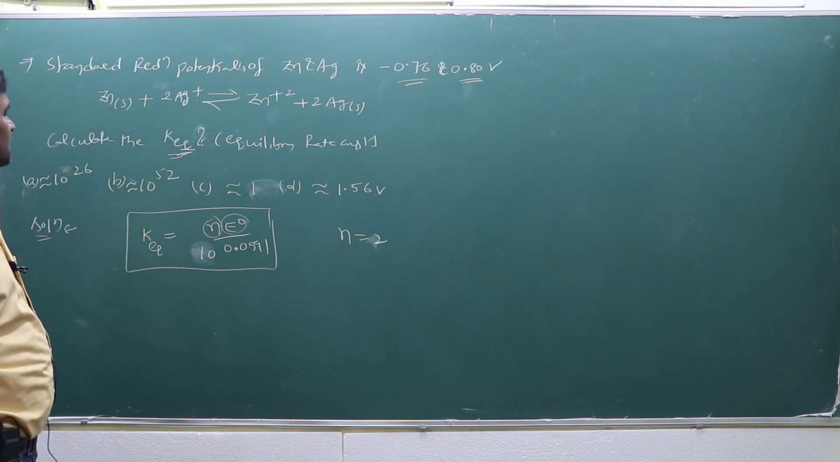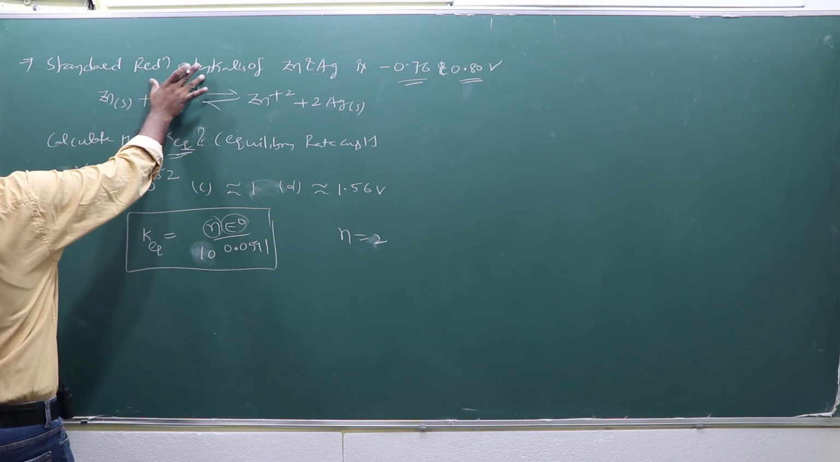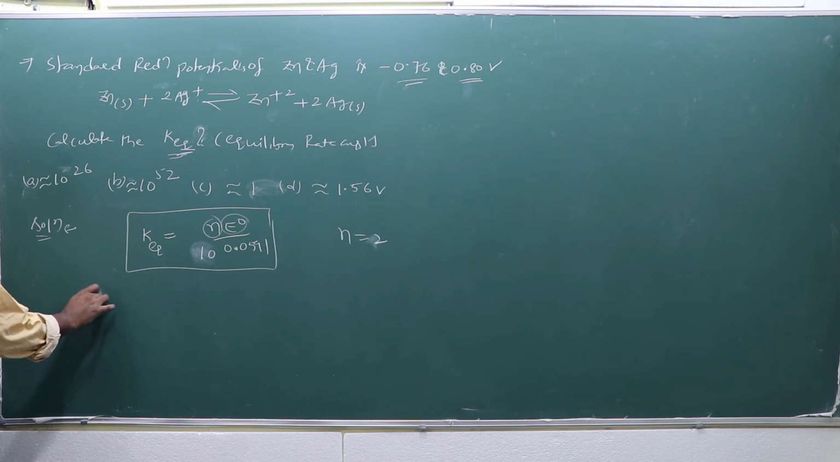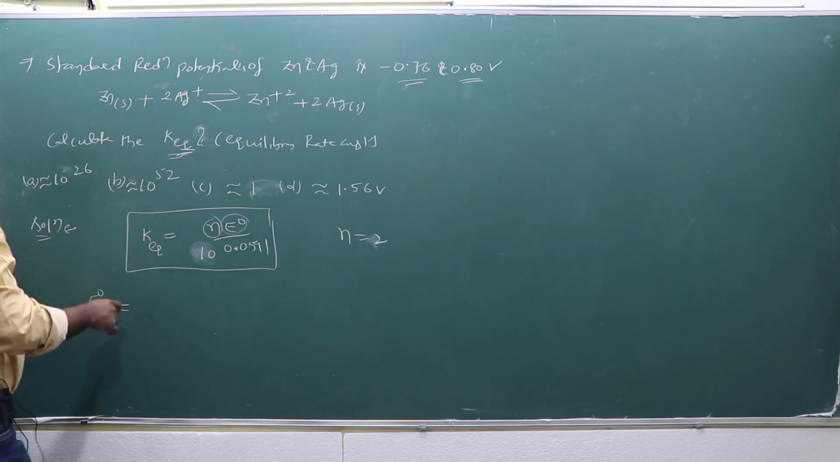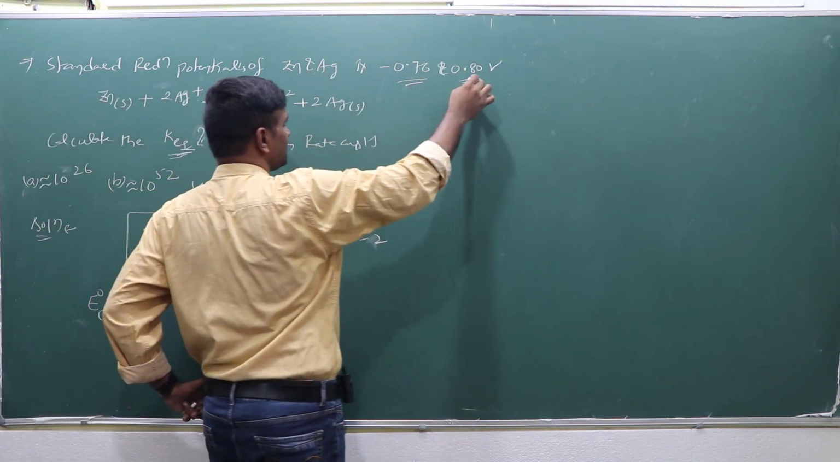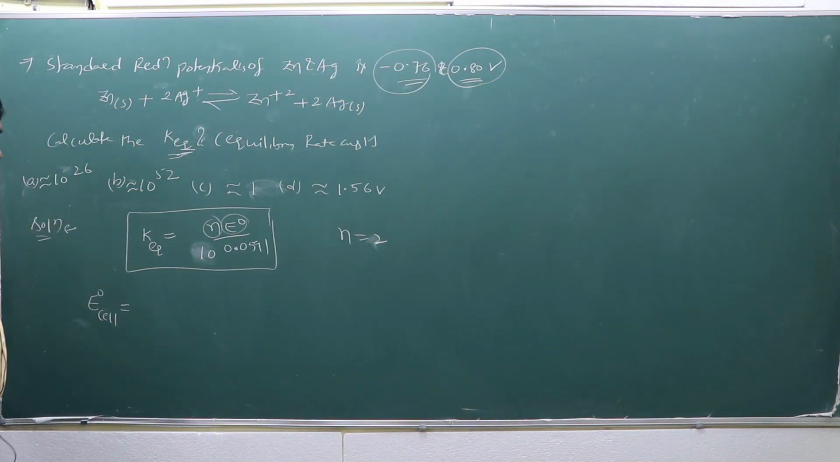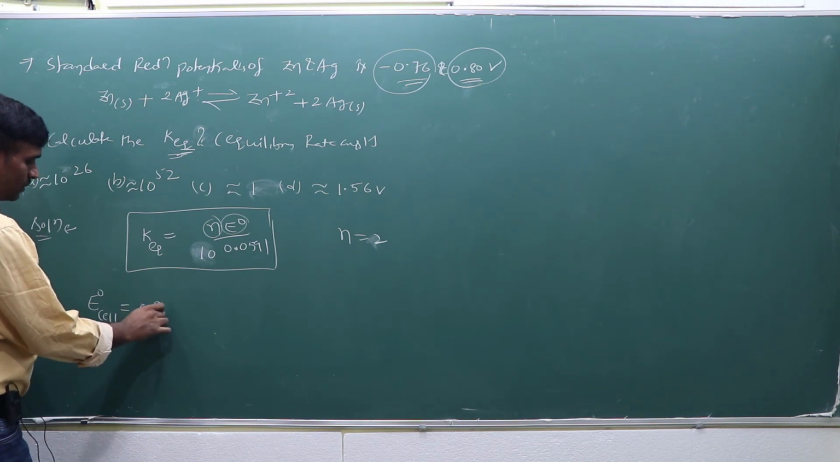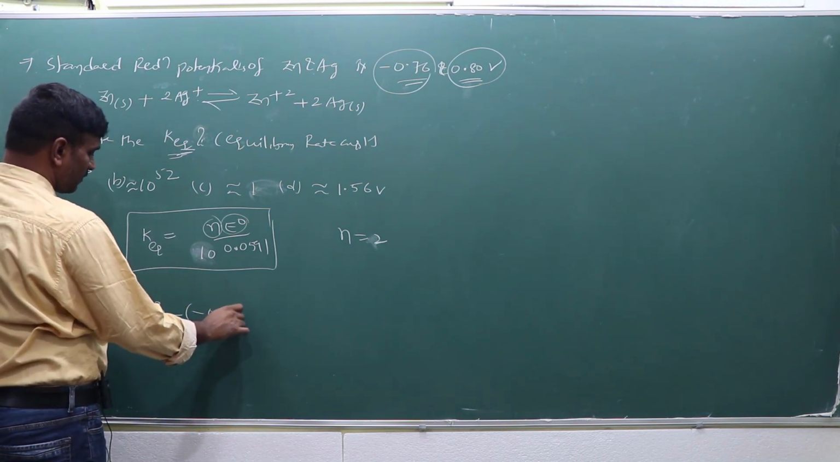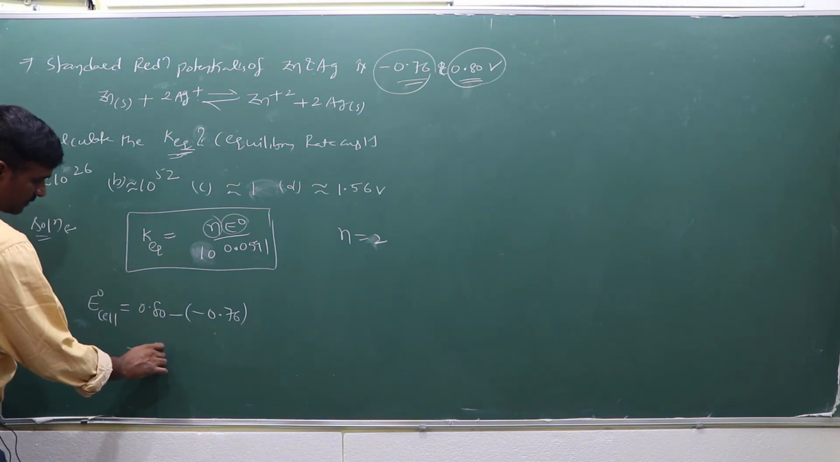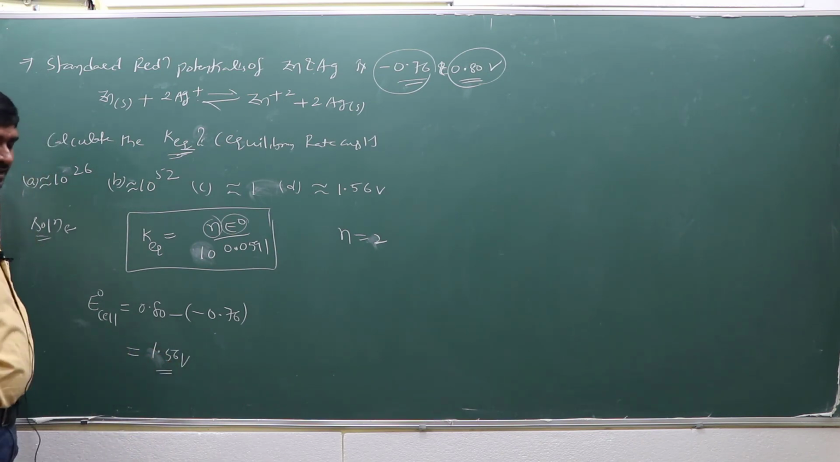And what is E0 cell? How can you calculate E0 cell? The standard reduction potential values will be given. Based on the standard reduction potentials, you can calculate the E0 cell: higher reduction potential minus lower. The Ag reduction potential value is more compared to zinc, so E cathode minus E anode: 0.80 minus of minus 0.76. How much is there? 1.56. We have already seen this, no need to explain again. Minus into minus is plus, so that value is 1.56.